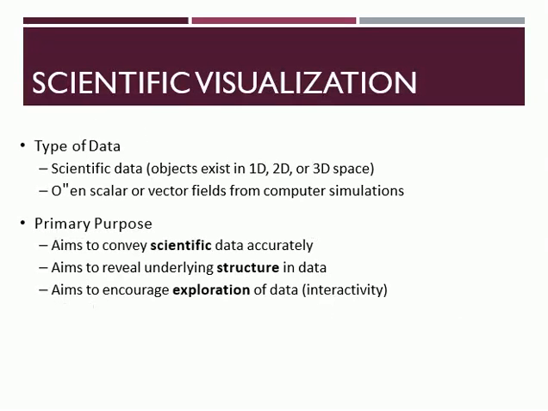Furthermore, the first definition we will start with is scientific visualization. Basically, scientific visualization visualizes your objects in 1D, 2D or 3D space. It works on the vector and scalar properties of data, and it is used for computer simulation, and it also takes data from computer simulation. The primary purpose is to convey the scientific data accurately, reveal the underlying structures and layers of your data, and then encourage the exploration of the data.